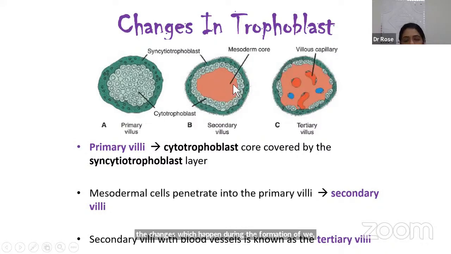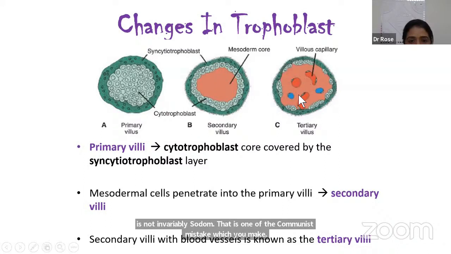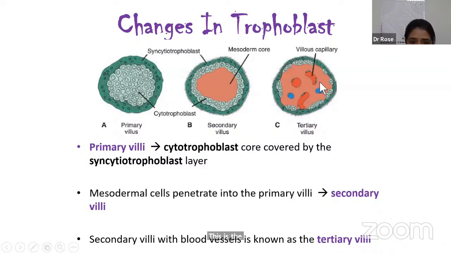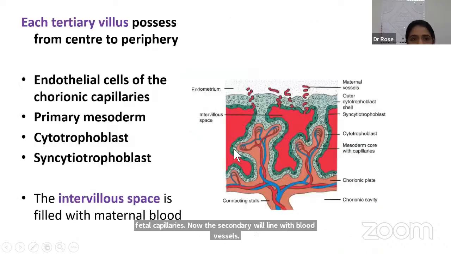So, which is the mesoderm which you get here? This is outside the embryo. So, the mesoderm here is extraembryonic mesoderm. It is not intraembryonic mesoderm. That is one of the commonest mistakes which you make. This is the extraembryonic mesoderm which you get, and you have the fetal capillaries. Now, the secondary villi with blood vessels, you call it as tertiary villi.